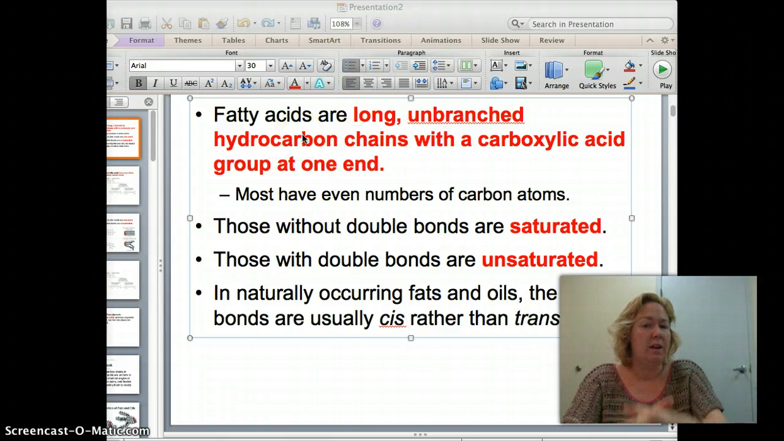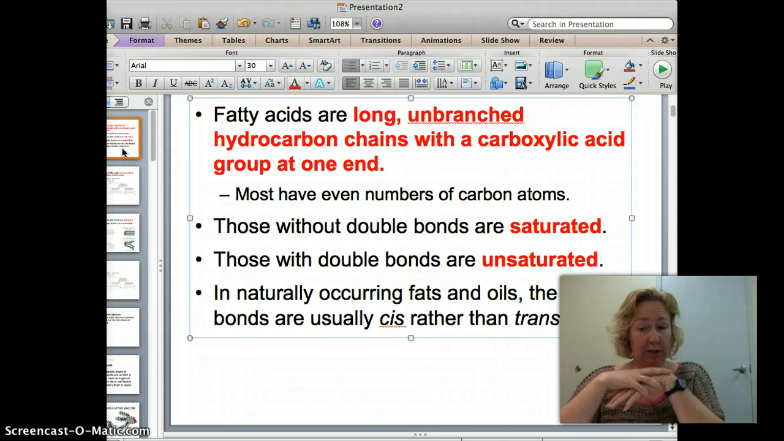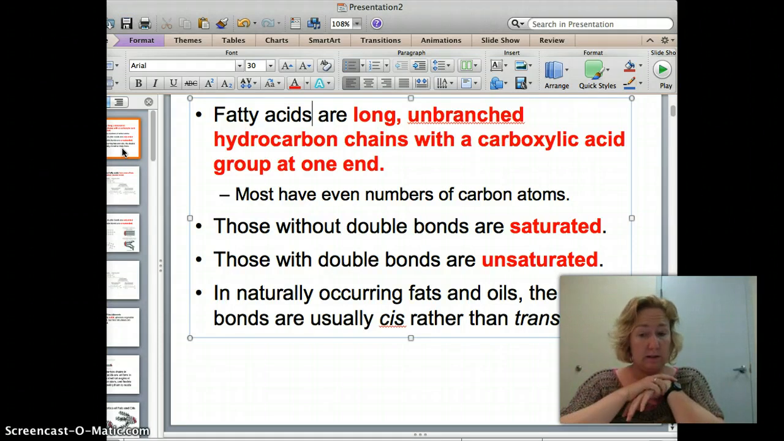Okay. Fatty acids are long, unbranched hydrocarbons with a carboxylic acid group at one end. This should be review for everyone who was there on Friday. The reason that we're talking about it again is because of saturated and unsaturated. If you don't know what that is, this is going to be a long lecture.